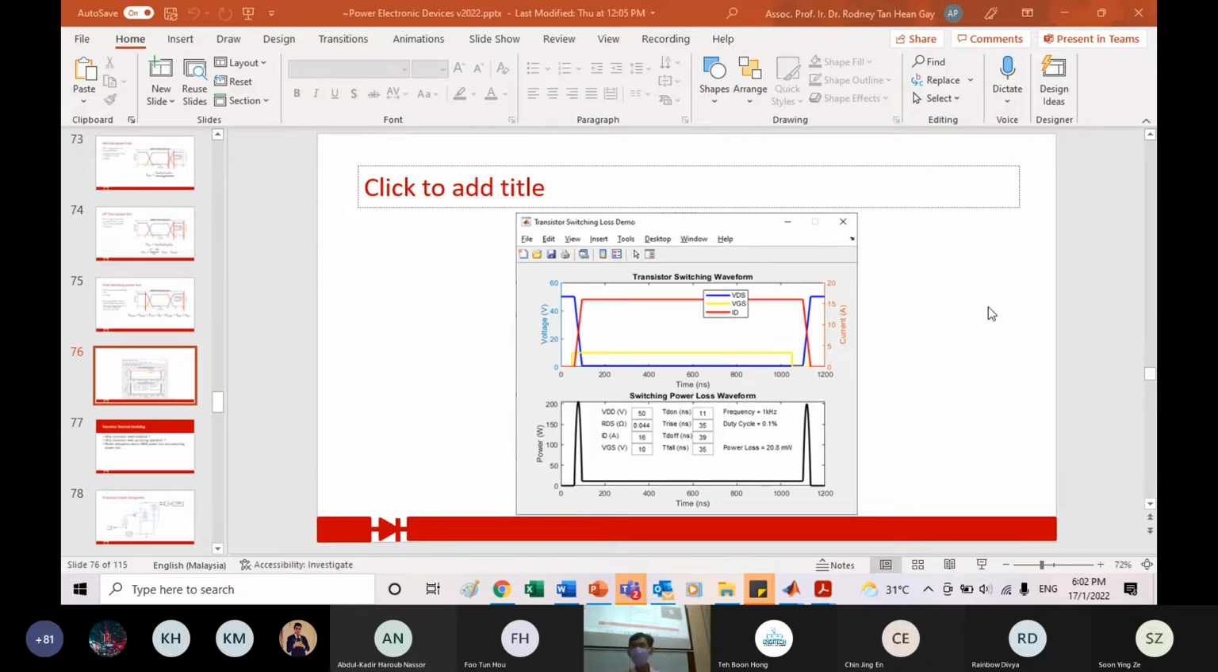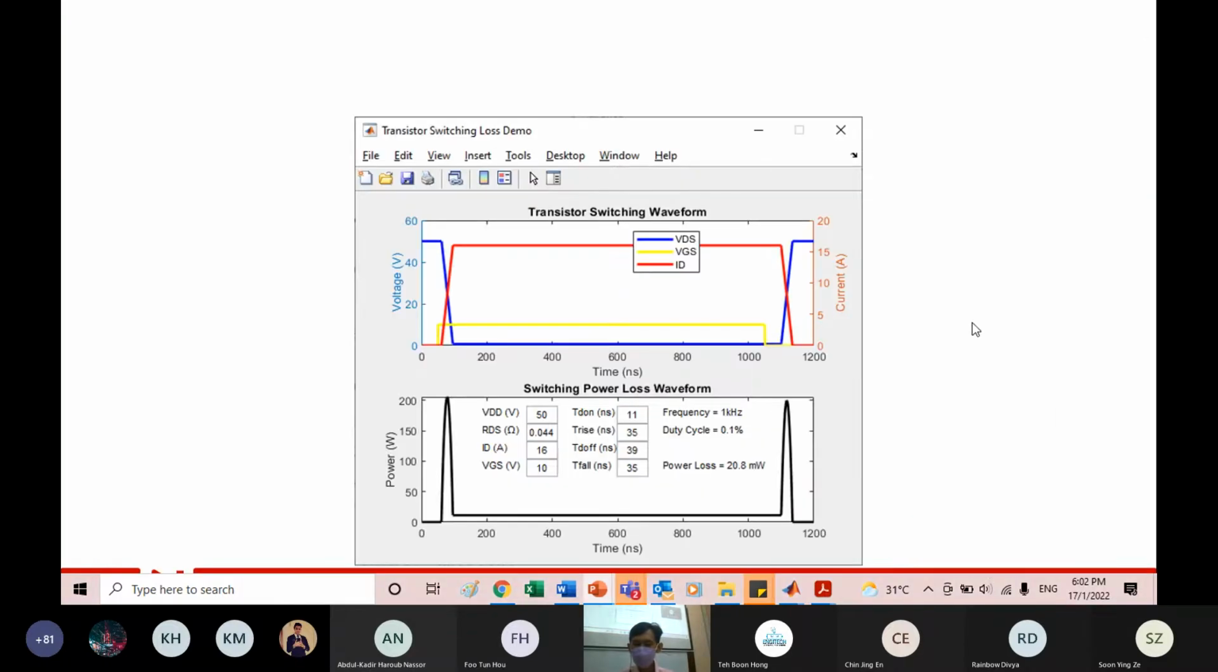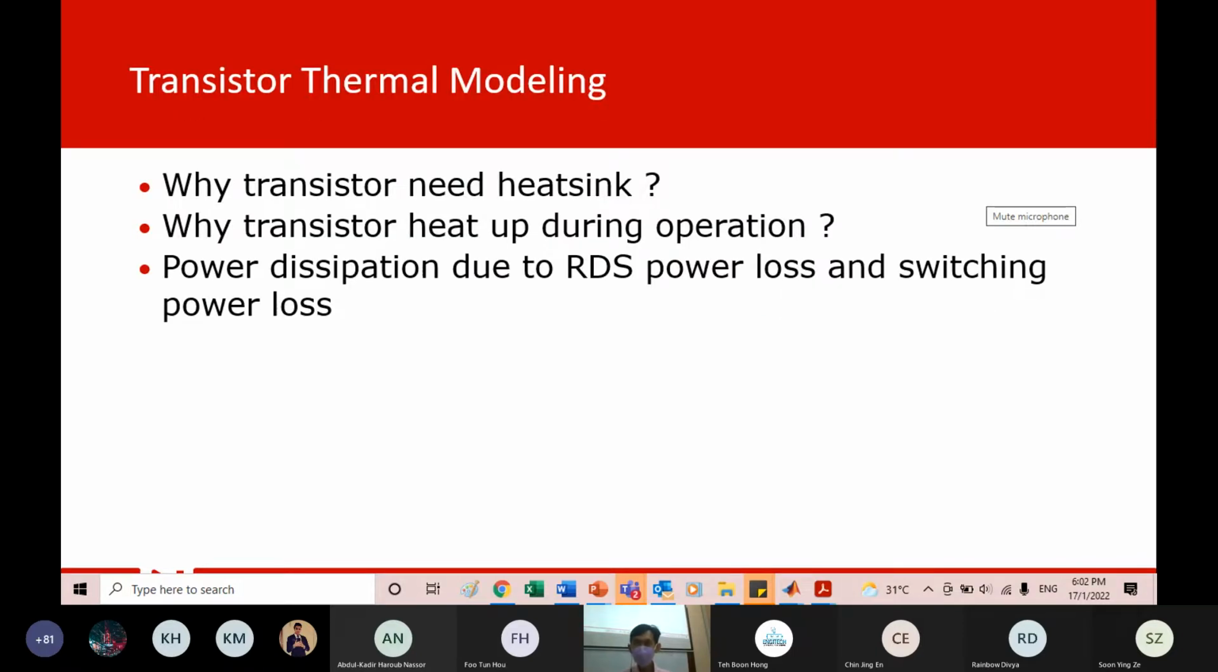Okay, we are done with switching loss. Now we have to move on to the next part of the transistor, which is the thermal modeling. Now we know that the result of the switching loss is heat, right? You create heat because of switching. And then the next part is how do we deal with this and how do we model heat in a transistor. All right, so we will move on to transistor thermal modeling.